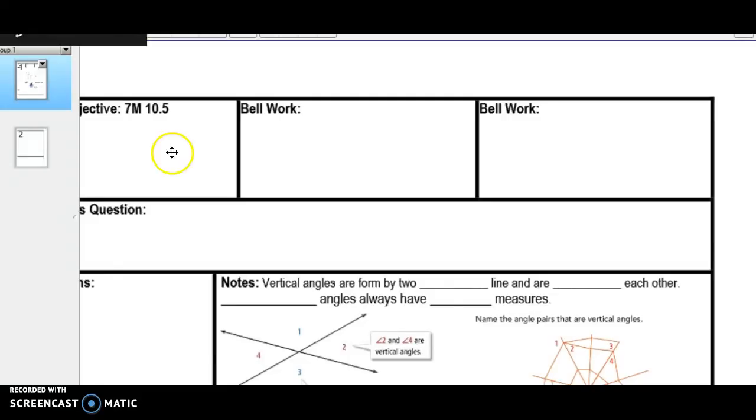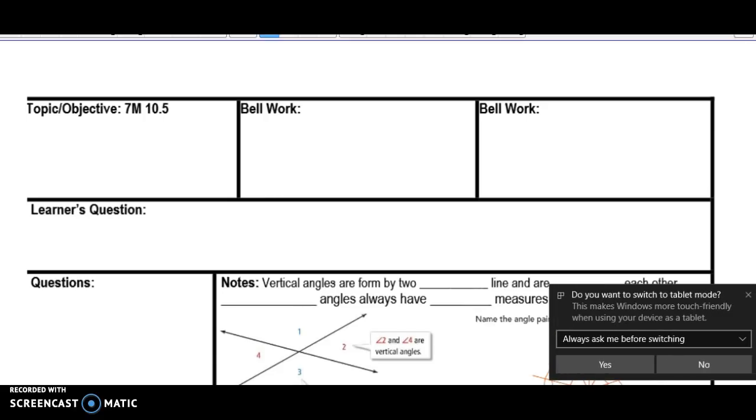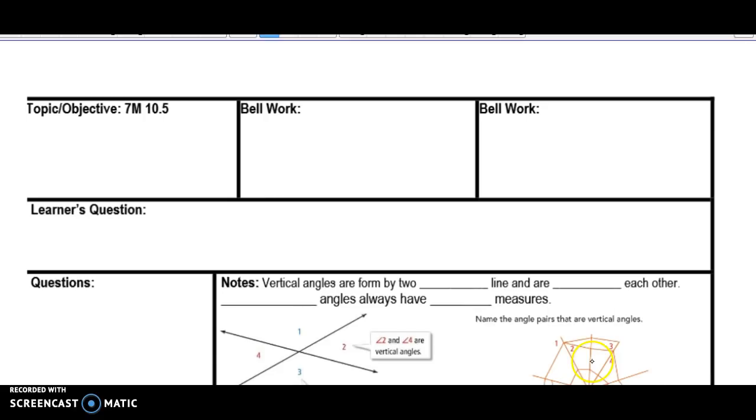All right, 7th grade, we are ready for our last lesson of topic 10 before we start reviewing and pulling it all together. So today we're looking at 10.5, which is our lesson over vertical angles. So our last set of angle relationships.